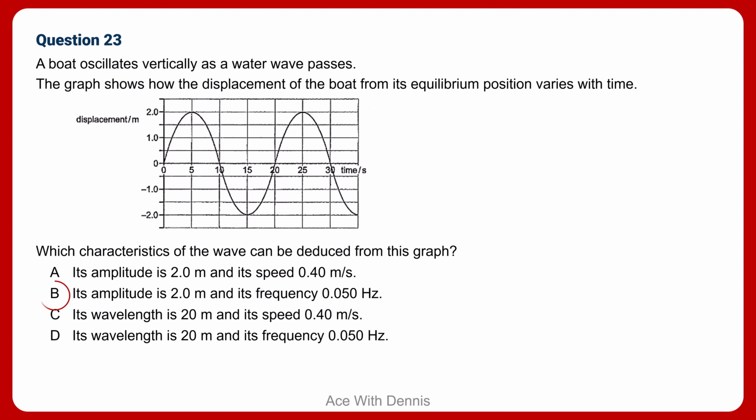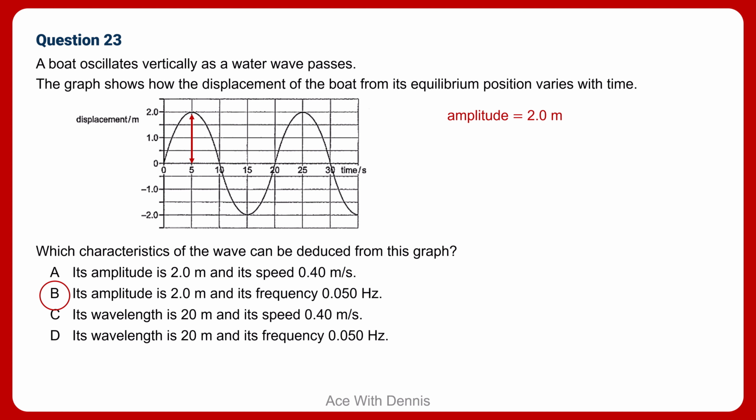The answer is B. Its amplitude is 2.0 meters and its frequency is 0.050 Hz. So here is how we measure the amplitude. From the graph, we can see that the amplitude is 2.0 meters. We measure from the equilibrium position to the highest point. So this is the amplitude.